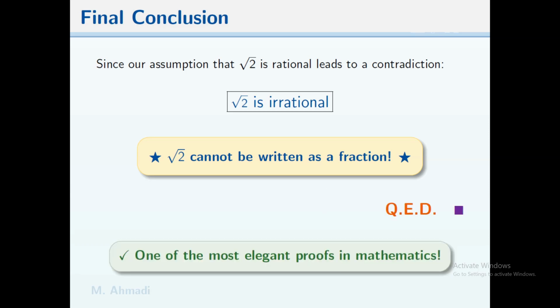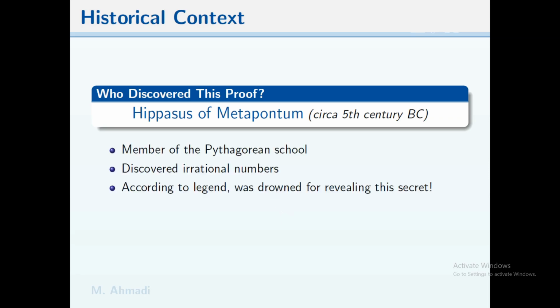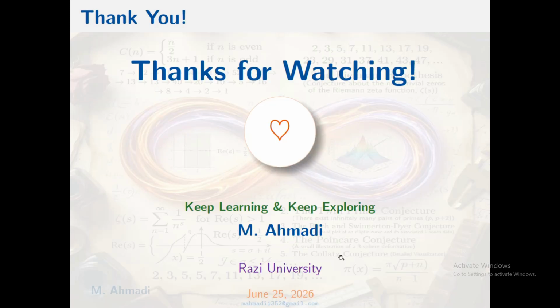One of the most elegant proofs in mathematics. Who discovered this proof? Hippasus of Metapontum, 2,500 years ago, proved this problem. He was a member of the Pythagorean school and discovered irrational numbers. According to legend, he was known for revealing this secret. This proof has survived for over 2,500 years.